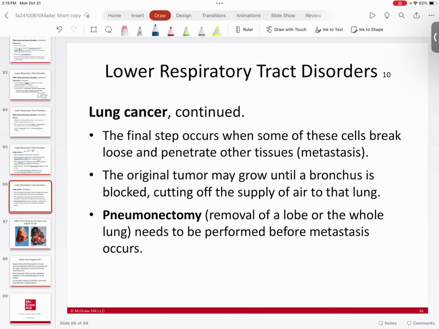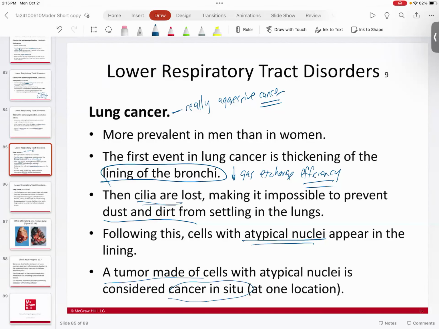So the final step basically is the worst one. So now you're at a tumor stage, right? You get a tumor of these abnormal cells that are starting to create a problem. They obstruct normal cell function, wherever they happen to be. They could be in the trachea, they could be in the lungs, they could be in the alveoli. So anywhere they are, they can create obstructions. These tumors can create obstructions so that the normal cells can't do their job.